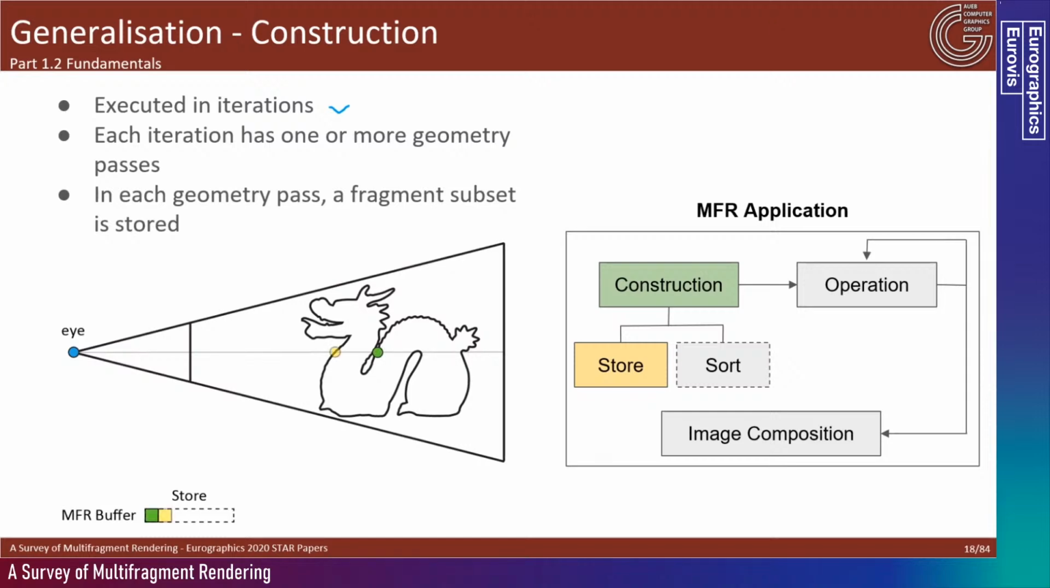Each iteration is executed in one or more geometry rendering passes, and in every geometry pass the outcome is that a fragment subset associated with a specific pixel is selected, stored, and eventually sorted. What is important to remember here is that even though storing and sorting are two fundamental building blocks of the construction step, the sorting stage can be performed either explicitly or implicitly. And also with respect to implementation, it can be applied either as a post-processing step or as an online algorithm, which means that fragments are sorted as they arrive.